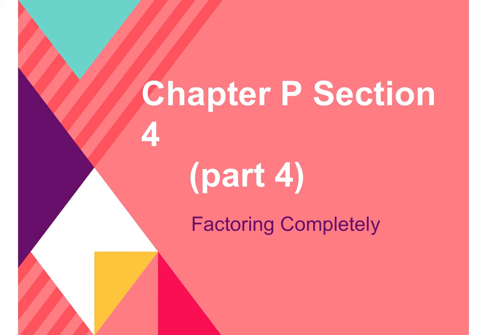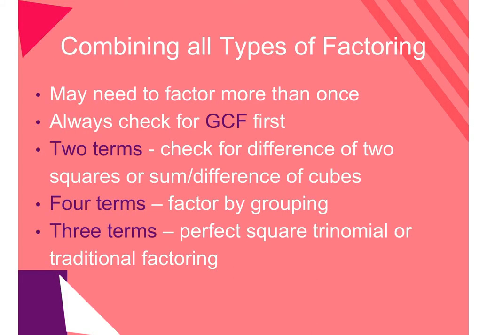So to go through all the different types of factoring, we had our greatest common factor. If there were two terms, you either had the sum or difference of cubes, or you had the difference of two squares. If there were four terms, we factored by grouping, and if there were three terms, it was either a perfect square trinomial or traditional factoring like we did yesterday. So the very first thing you always want to do is check for the greatest common factor, because even on any of these types, the greatest common factor might be able to come out first. So first thing we're going to do is factor out the greatest common factor.